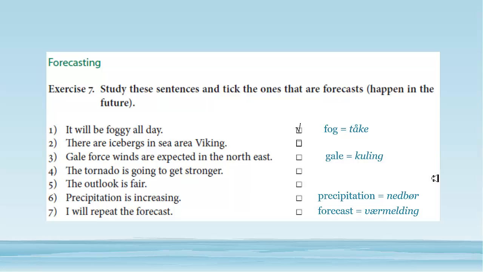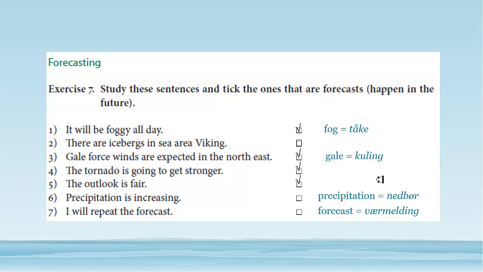Gale force winds are expected in the northeast, so that sounds like a forecast. And remember, gale in Norwegian, kuling. Okay, so yes, that is a forecast. The tornado is going to get stronger. Sounds like a forecast to me. Is going to get, so yes. The outlook is fair. Well, outlook means the future outlook, so is fair, so that would be a forecast for the future. Yes.